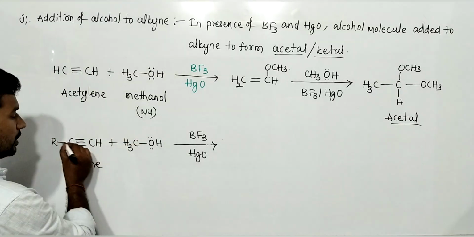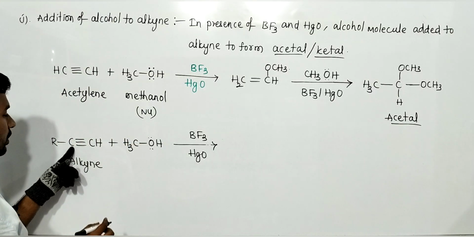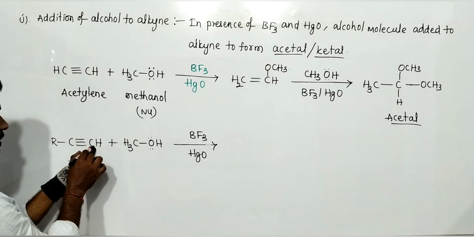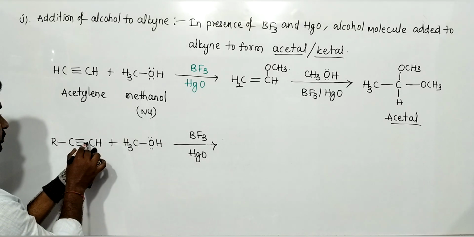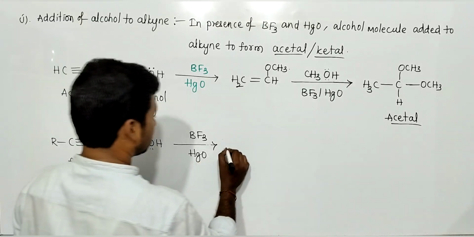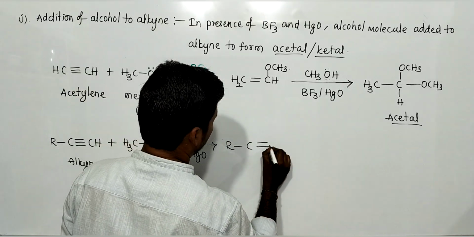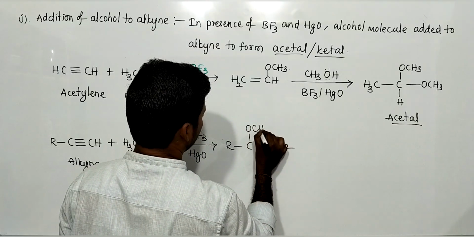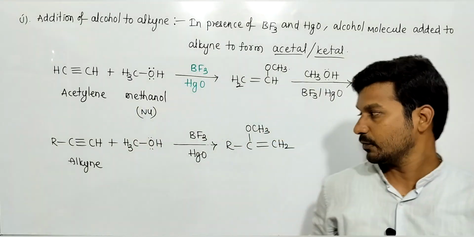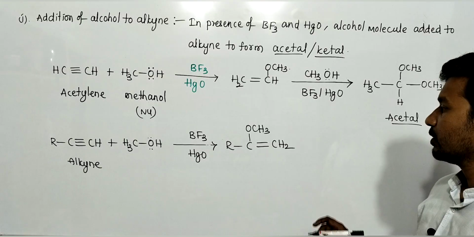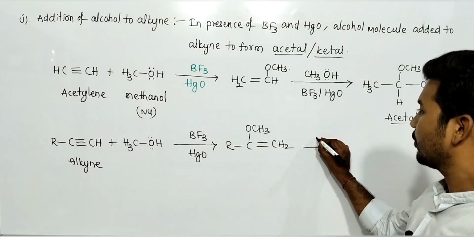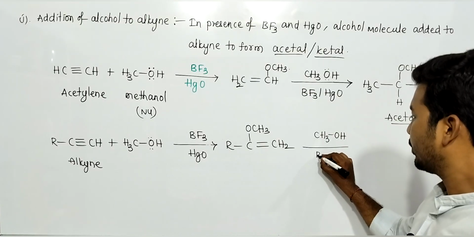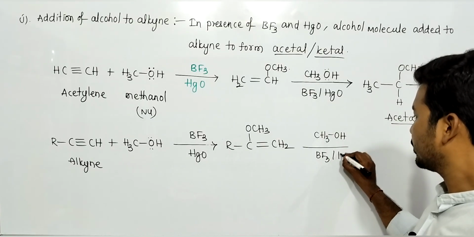So here nucleophile attack takes place. Hydrogen addition takes place here, and OCH3 to this carbon, here the double bond becomes CH2, and here OCH3. Like this nucleophilic addition takes place. So after that again addition of one more methanol in presence of BF3 and HgO.